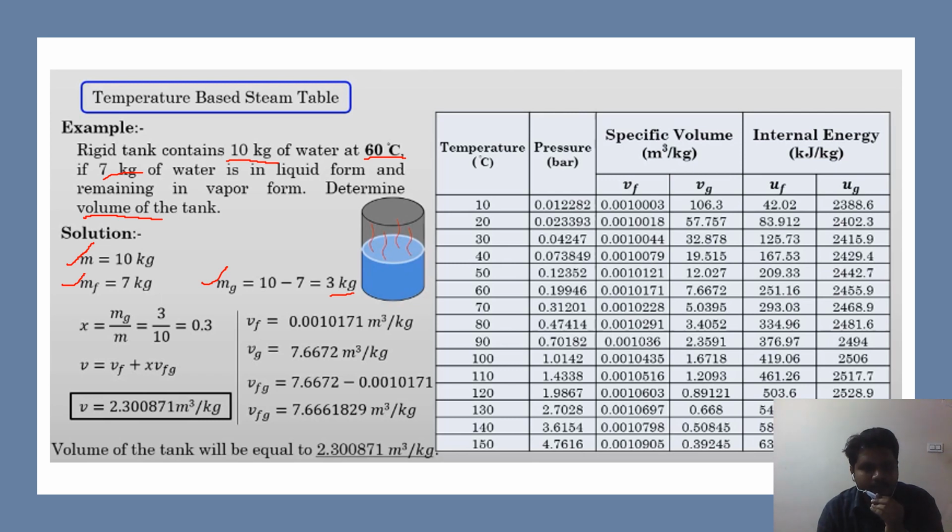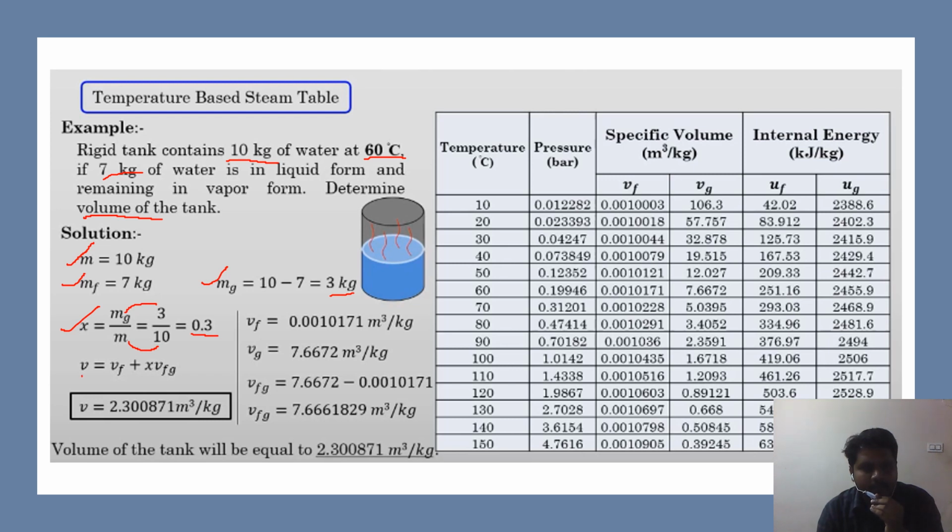Now, dryness fraction. What is dryness fraction? x equals mass of vapor divided by total mass. So mass of vapor is 3 kg, total mass is 10 kg. So the dryness fraction will be 0.3. But what do we have to find out? We have to find the total volume.